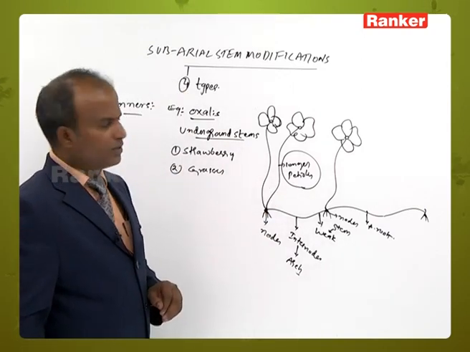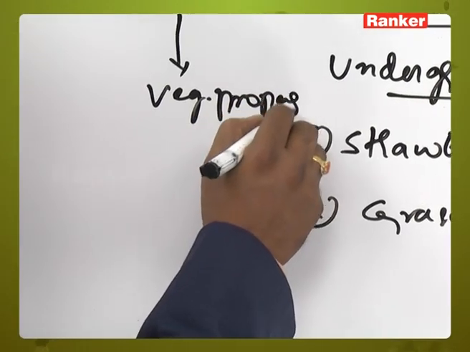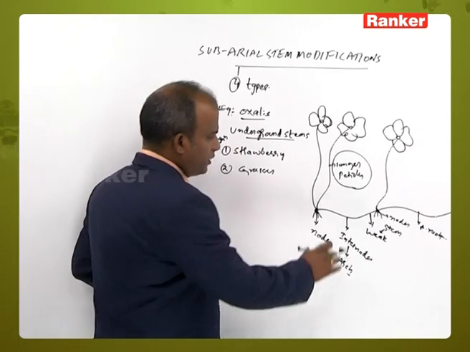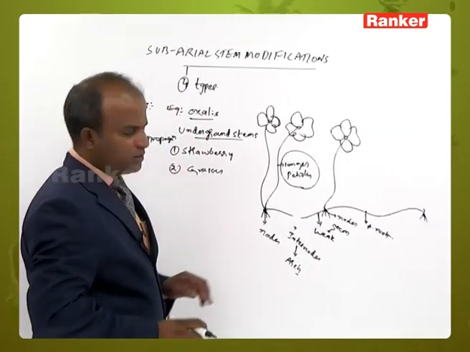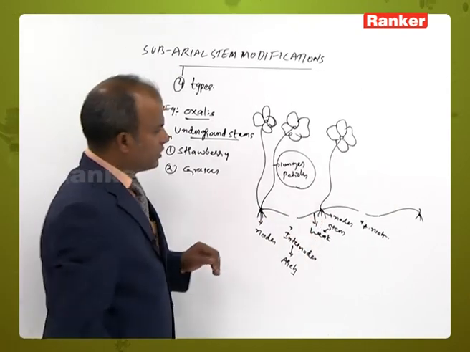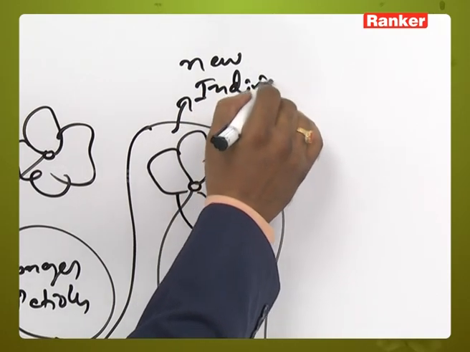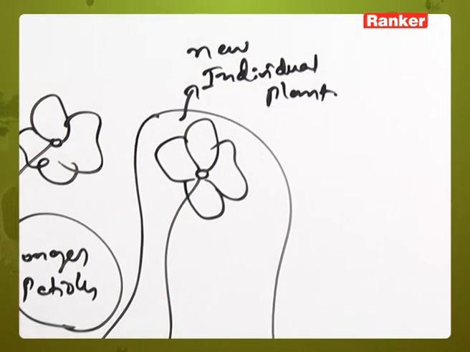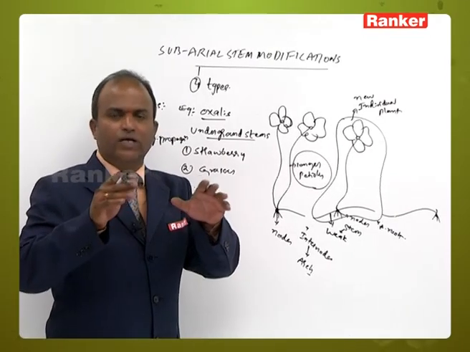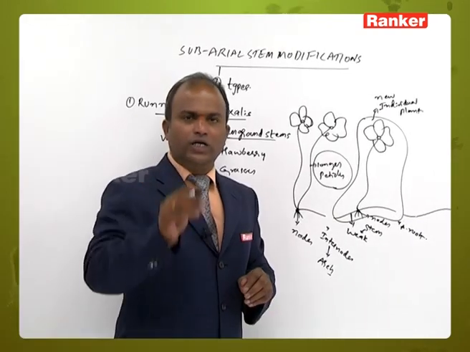Runners also play an important role in vegetative propagation. Due to any circumstances, if these internodes are broken, these broken parts develop into new individual plants. That is how it plays an important role in vegetative propagation. If the older parts die, the younger parts can survive and play an important role in vegetative propagation.